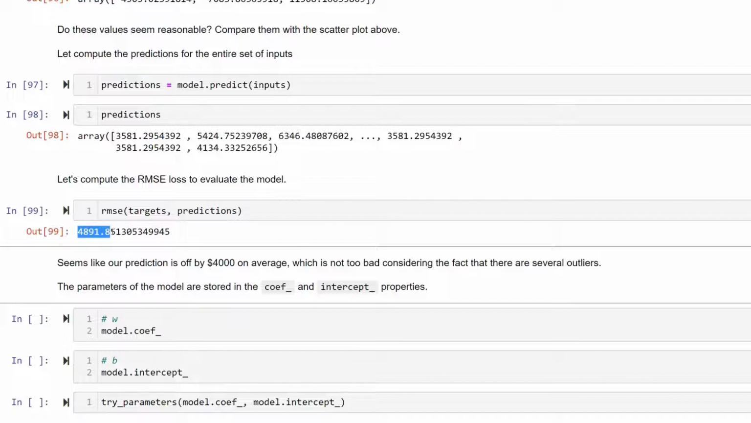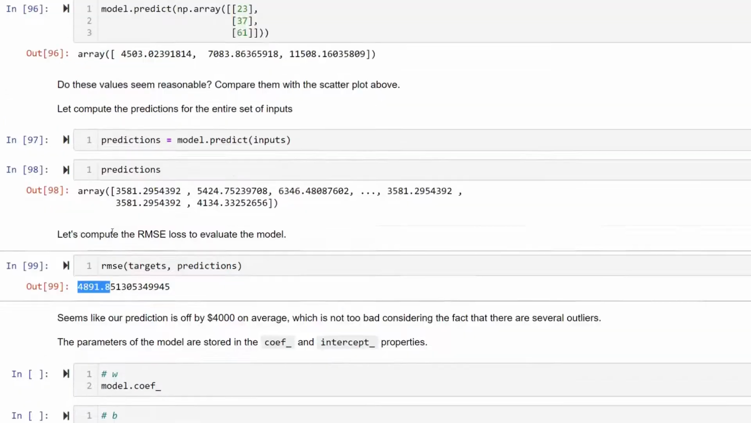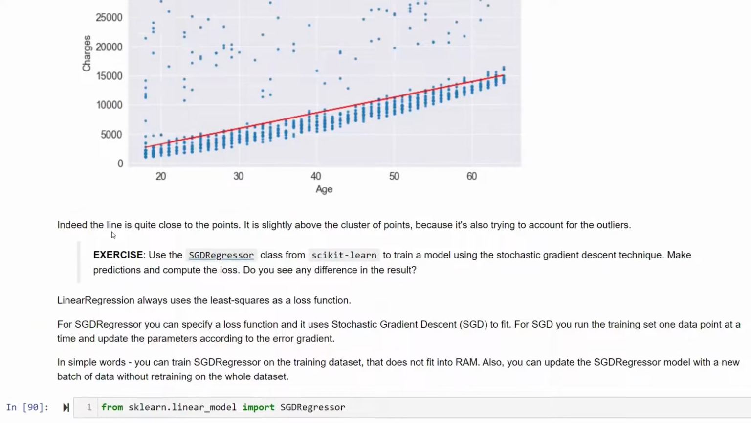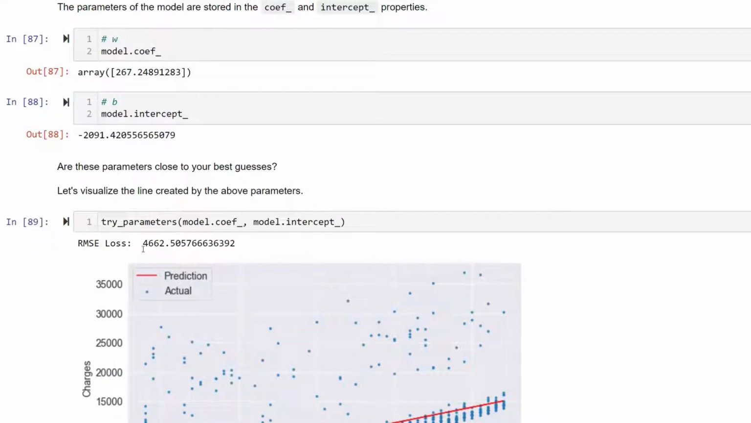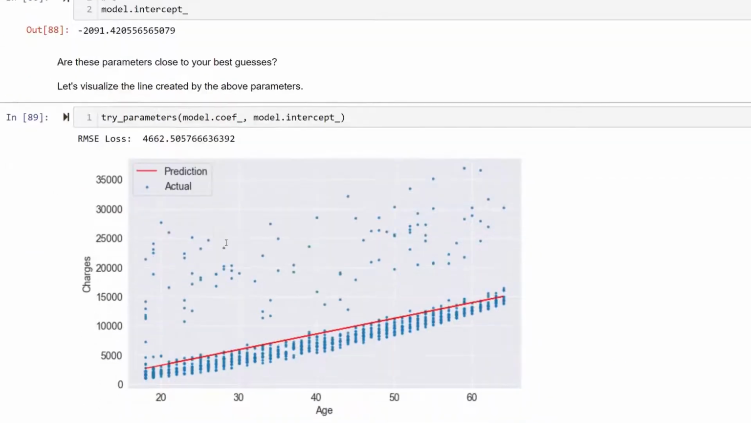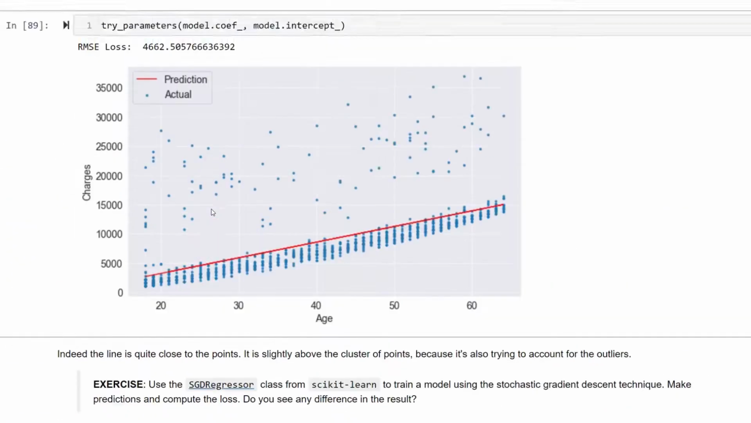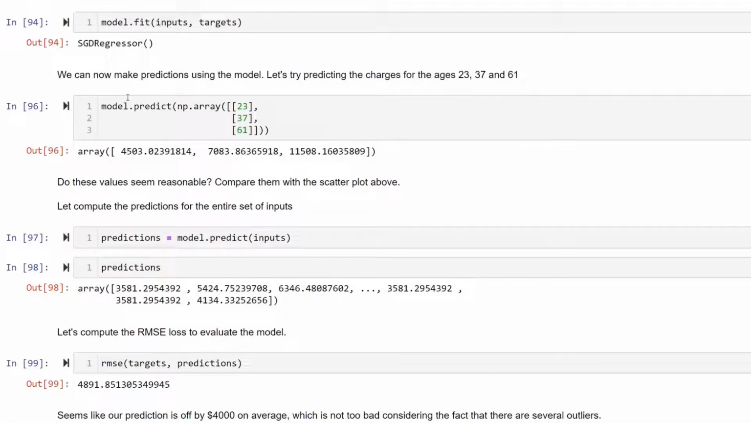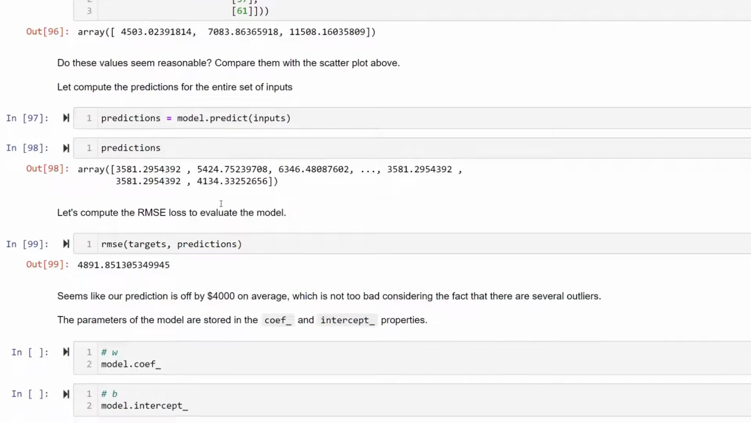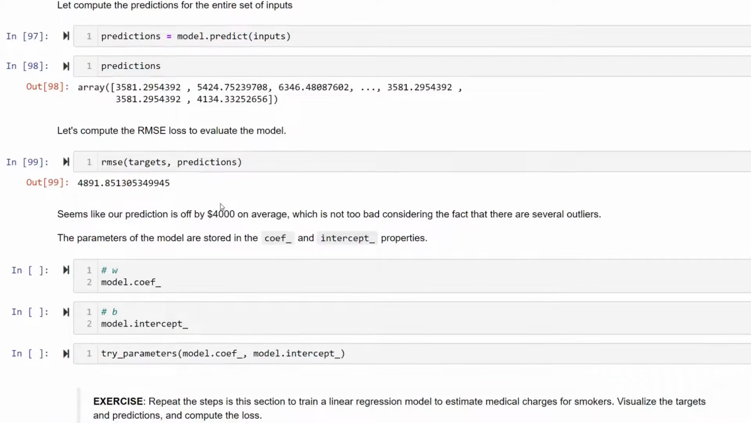The root mean square error using SGD booster will be 4891. The previous one gave me 4662. Actually, this was very cool compared to the XGB booster, right? Although in some factors, this SGD regression will give the best result, as the error will be quite very low on average.